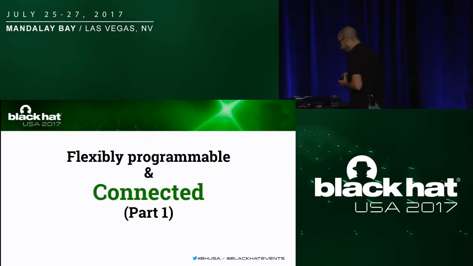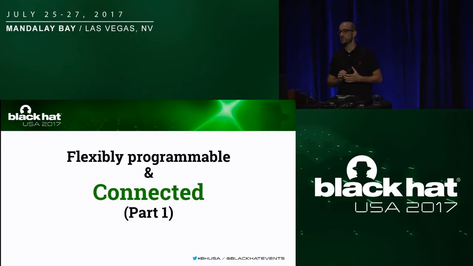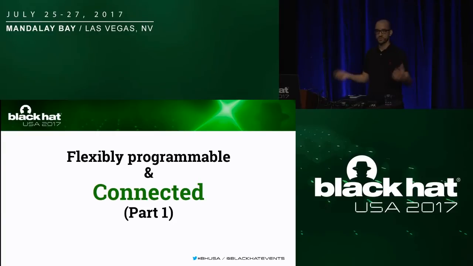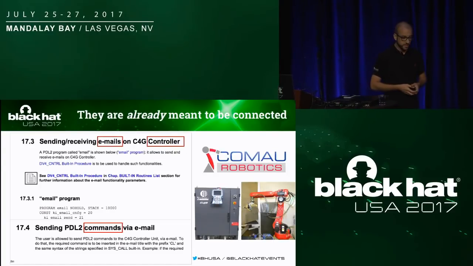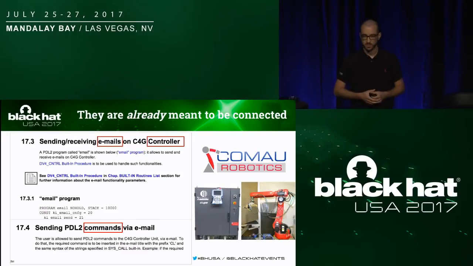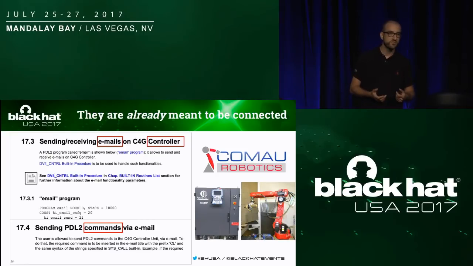Great. So the second characteristic of industrial robots is that they are connected. That's why we call them industrial robots, connected robots, so to speak. If we take a look at one of the not previous generation, but not bleeding edge robots by Comau, for example, they were already meant to receive commands in a very interesting way.